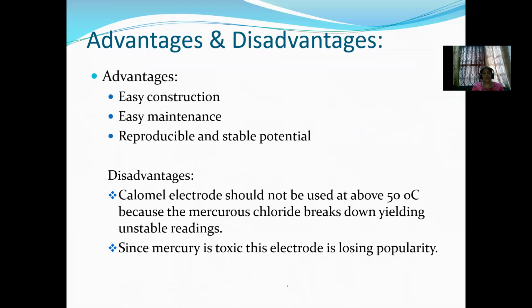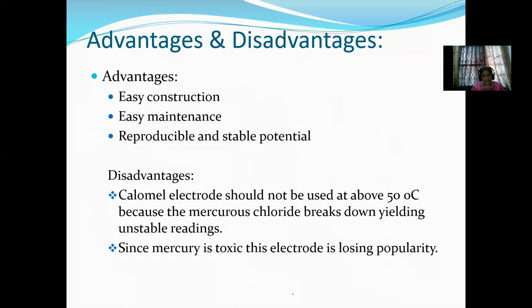So the advantages of the calomel electrode are that it is very easy to construct, as you can see, and there is no maintenance problem. You can keep it as you like at room temperature in the laboratory, and it lasts a long time. When we purchase one calomel electrode, it lasts at least 10 years. We can use it without any disturbance, and its potential is reproducible and stable.